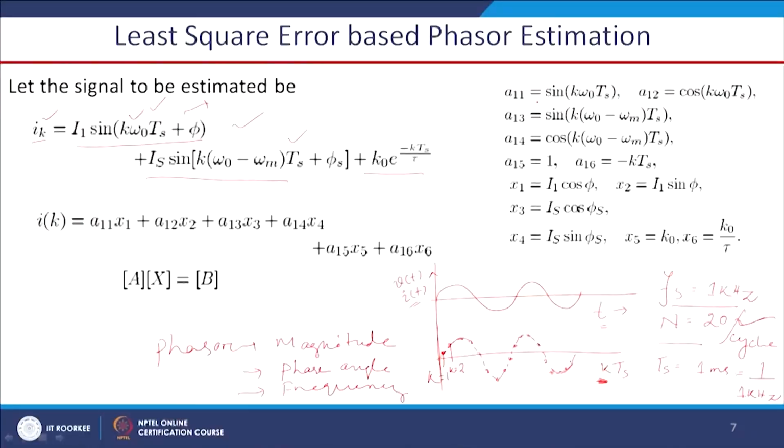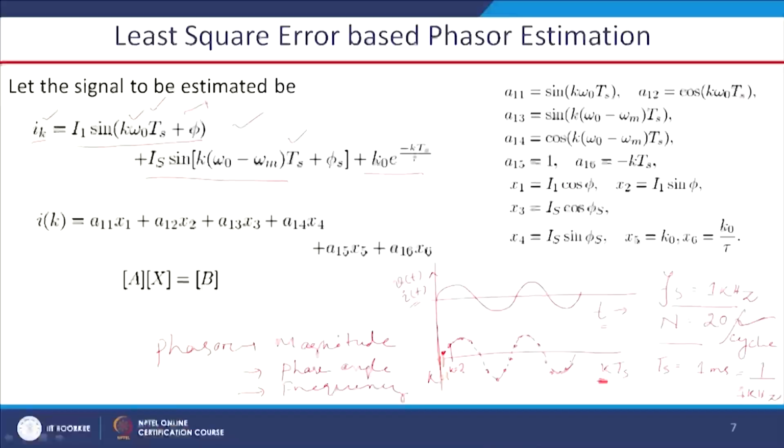Now, for this first term, if you will see, I have just decomposed it using the trigonometric formula, that is sin(a + b) = sin a cos b + cos a sin b. In this manner the first one is decomposed, and the known terms are written here. The first known term to us is sin(k ω0 Ts), and the second one is cos(k ω0 Ts).